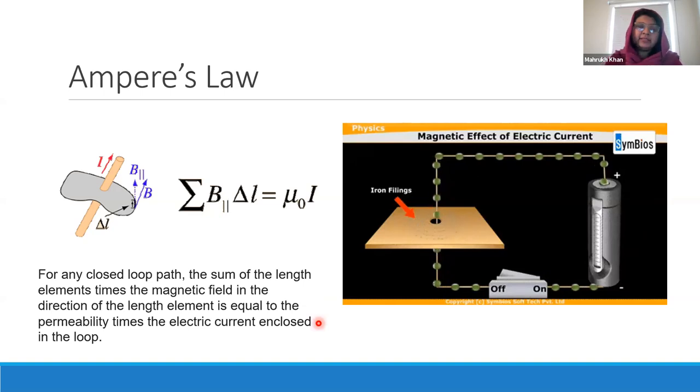Ampere was a scientist. What he said is that if you have a wire in which current is flowing, and you draw a closed path around this wire, the sum of the length elements, the line integral of the magnetic field, will be equal to the current flowing in the wire.